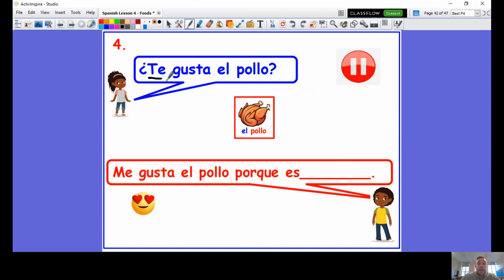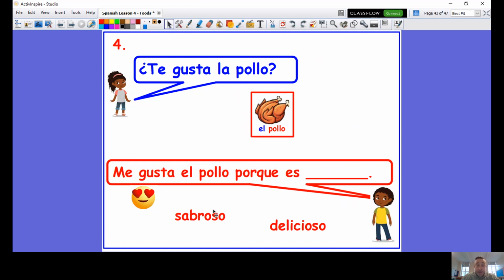Number four, two more. ¿Te gusta el pollo? Me gusta. Positive response. El pollo, ¿por qué es? What word would you put here? Pause your video and write that word now. Muy bien. I think you've got two choices again. ¿Te gusta el pollo? Me gusta el pollo. ¿Por qué es? You could have written sabroso, because it's tasty. Or you could have also written delicioso, because it's delicious. Who wrote delicioso? Muy bien. Who wrote sabroso? Muy bien. Well done.